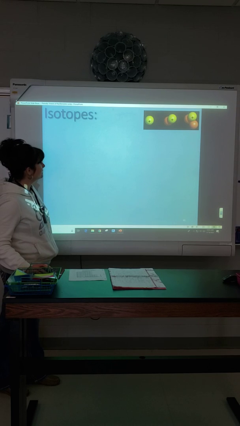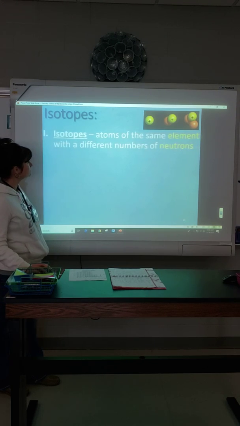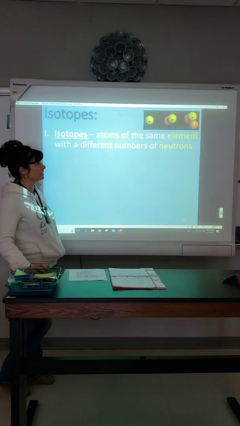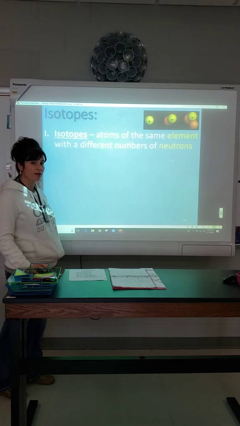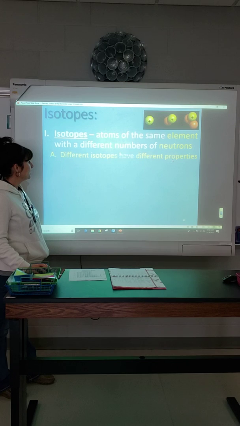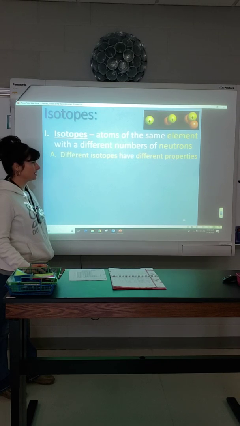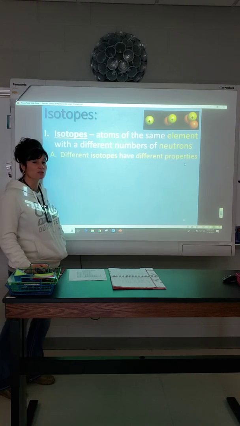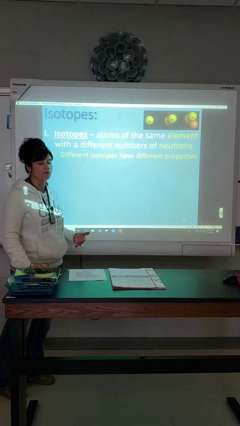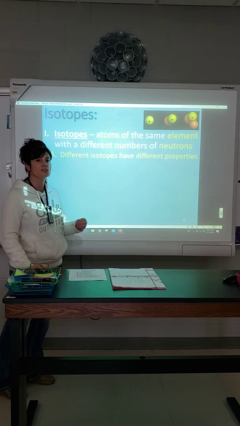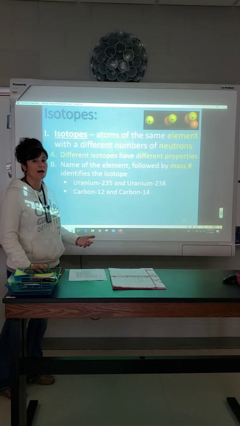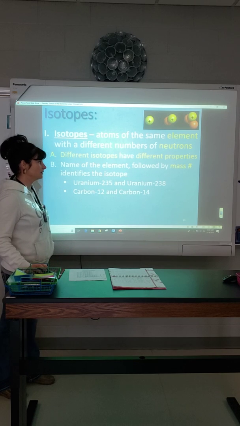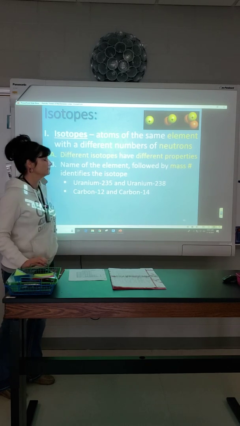Okay, so isotopes, slide number 31. We mentioned yesterday that the isotopes are atoms of the same element, but they have a different number of neutrons. And so a different isotope has different properties than just the regular. So carbon 14 is going to be slightly different than carbon 12. Again, it's still carbon, it's just a different version of carbon. And it's still carbon because it still has those 6 protons, which identify it like the fingerprint.